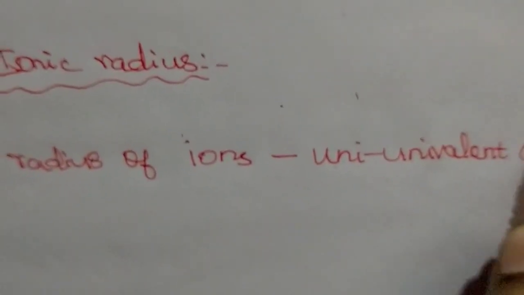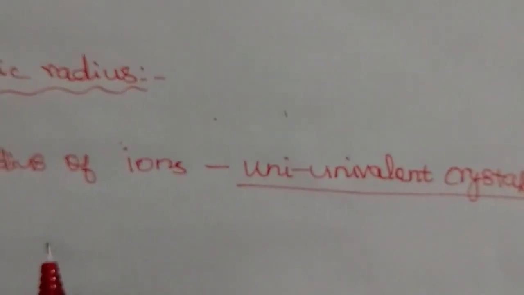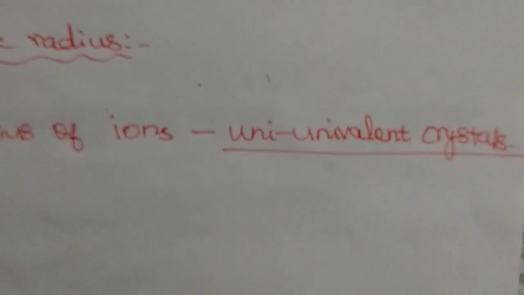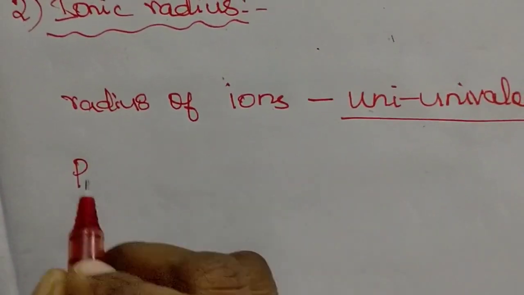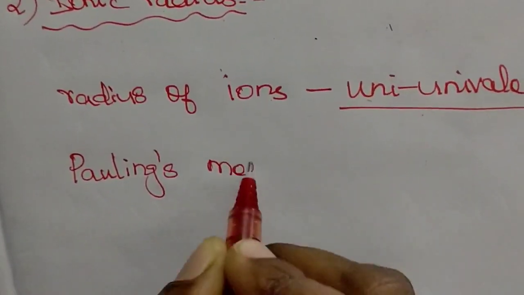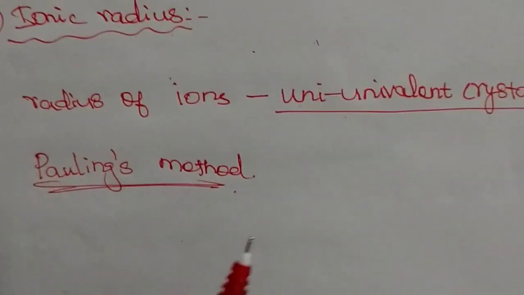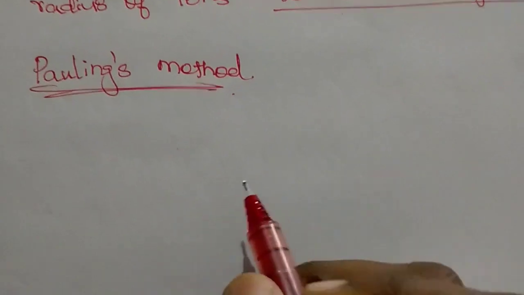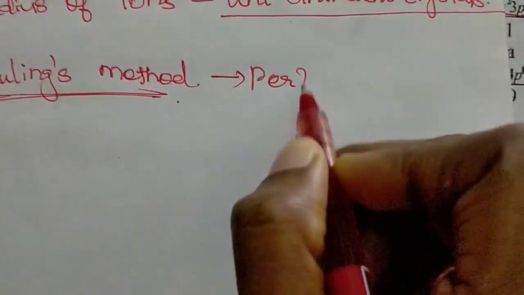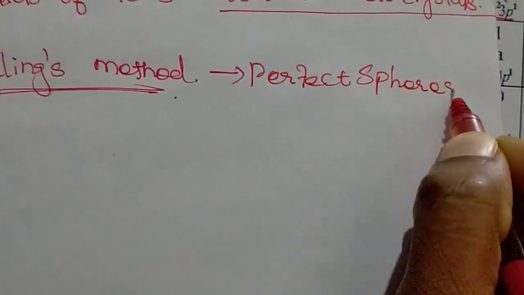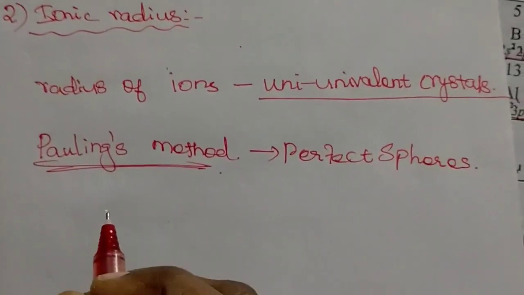The ionic radius of univalent crystals is calculated by Pauling's method. We use Pauling's method to measure the ionic radius of univalent crystals. Pauling assumed that ions present in a crystal lattice are perfect spheres, and he presented one equation to calculate the ionic radius of ions.